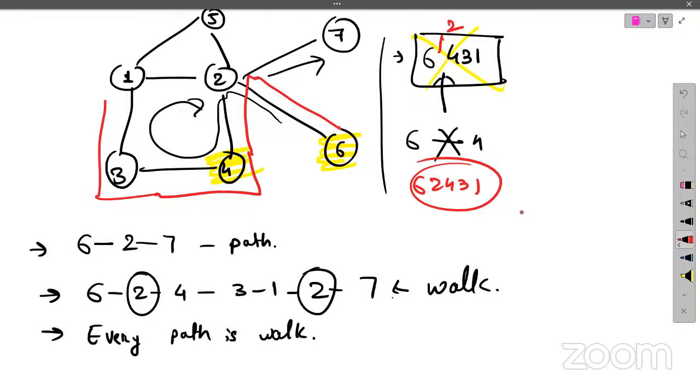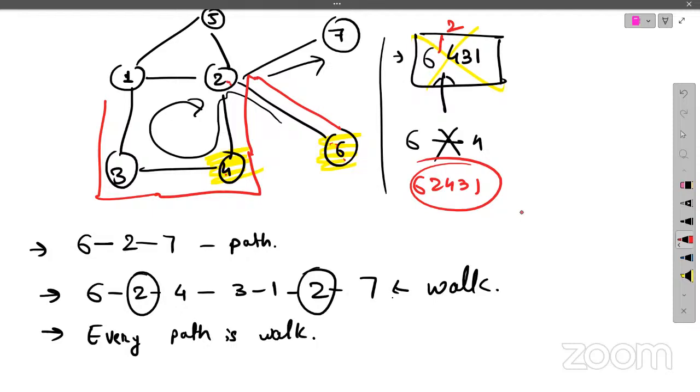Because in real life, what is a path? We take some landmarks. From this city you will go to that city, then from that city to the next. You cannot jump, because there is no direct way of reaching city number 4 from city number 6. You have to go to city number 2 and then go to city number 4. Is that clear?